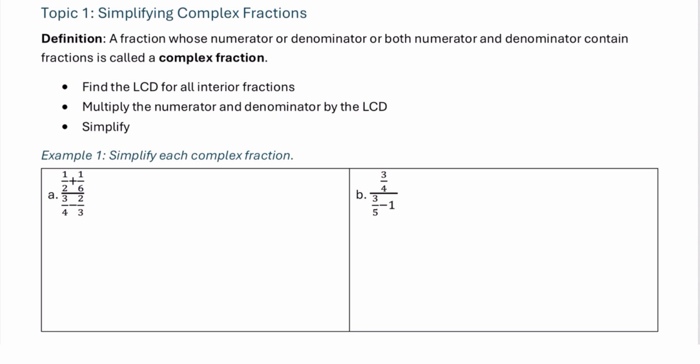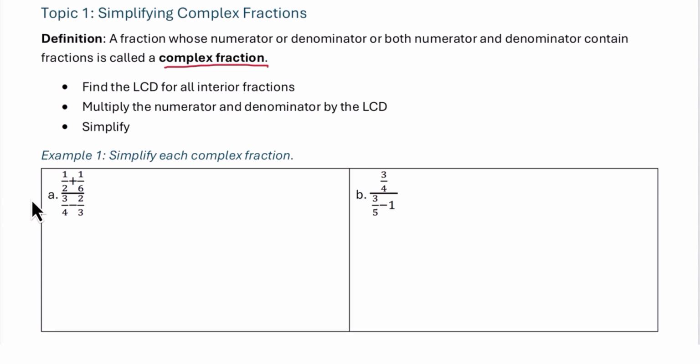A fraction whose numerator or denominator, or both numerator and denominator, contain fractions is called a complex fraction. To simplify these, we find the LCD of all interior fractions. Then multiply the numerator and denominator by the LCD, and then simplify.